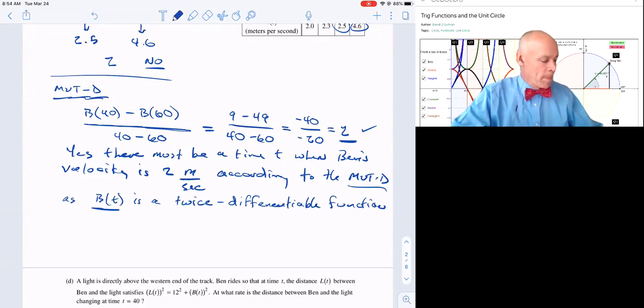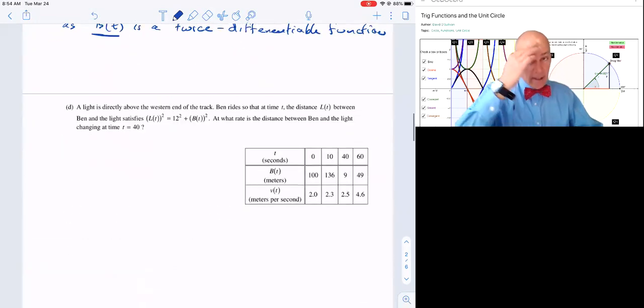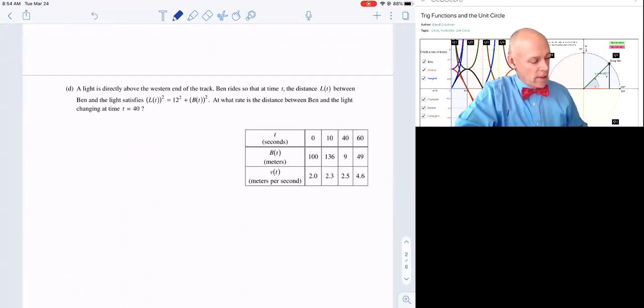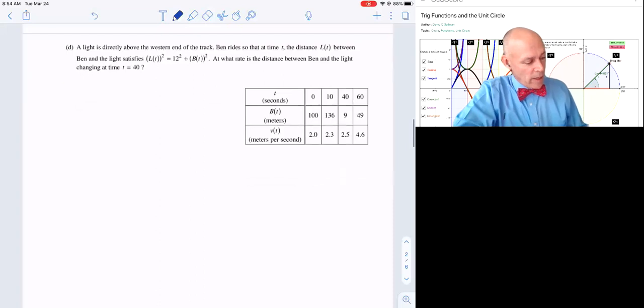All right. Okay, in part D, the related rates problem. So a light is directly above the western end of the track. Ben rides so that at time t, the distance L at t between Ben and the light satisfies the equation. At what rate is the distance between Ben and the light changing at time t equals 40? Okay, well, half the battle on this problem might be to draw a diagram.